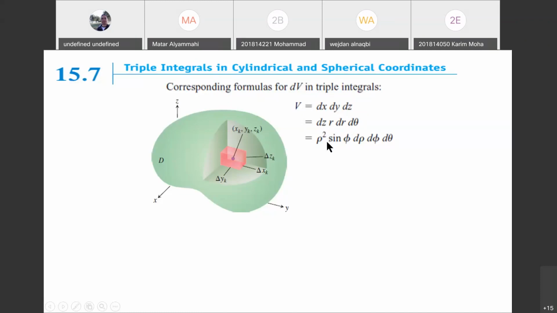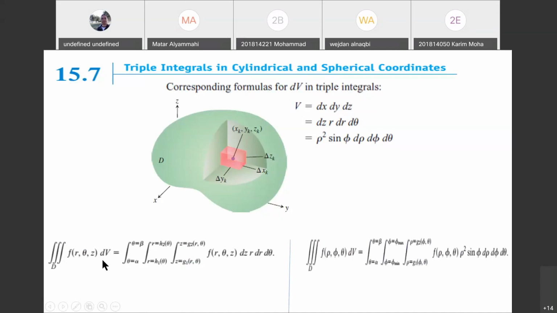In spherical coordinates, the volume element is rho squared sine phi, the vertical angle, d rho d phi d theta. This is the volume element in Cartesian. This is the volume element in the cylinder, but remember, this is r, and you can take it outside here. And this is the volume element in spherical coordinates, rho squared sine phi d rho d phi d theta. This is the triple integral. If I have a triple integral over cylindrical coordinates, my function will be a function of r, theta and z, because these are the components of the cylindrical coordinates.